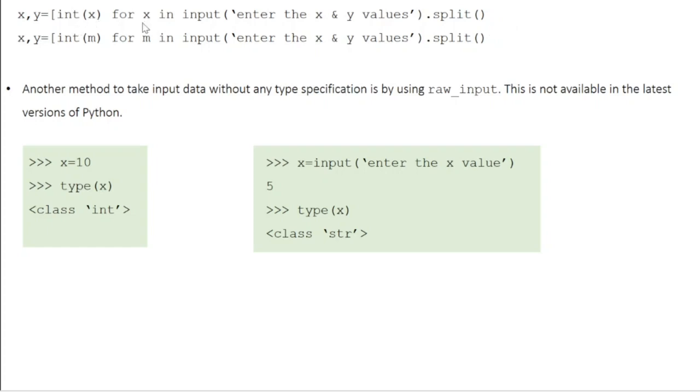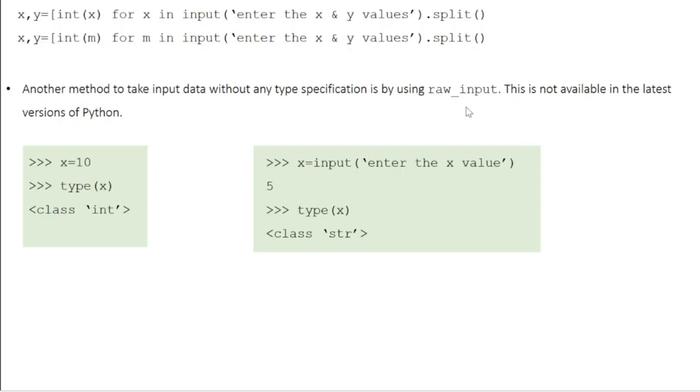Here the x has no meaning. It just means that a list is created. In that list, all the values are integers. This is a dummy variable. You can put any name here. You can simply say int m for m. It doesn't make any difference. So it only means that you have a list of two variables and both the variables are going to be integers. Okay.